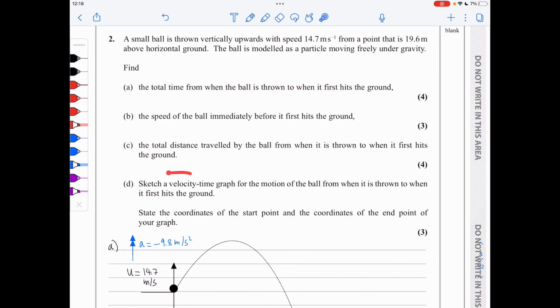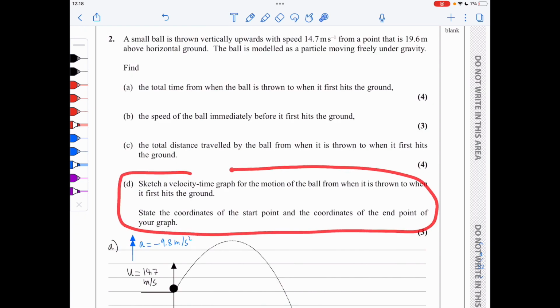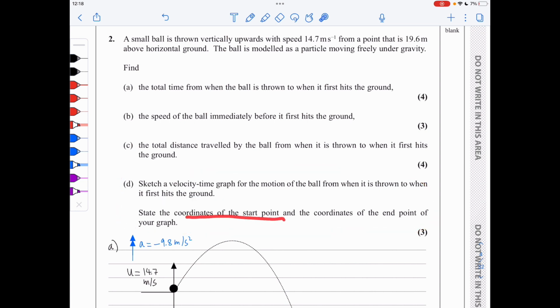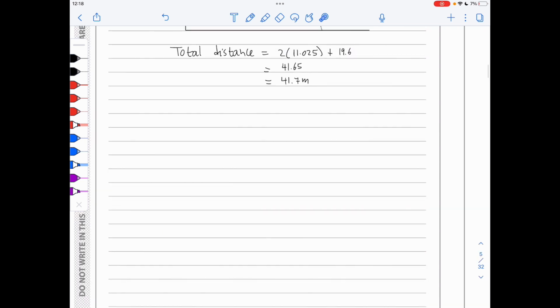In part D, we need to sketch a velocity time graph for the motion of the ball until it first hits the ground, and we need to state the coordinates of the starting point and the end point of the graph. So we know that throughout this motion, acceleration was constant at minus 9.8. We know that the acceleration is the gradient in a velocity time graph. So we're looking at a straight line going downhill as shown here.